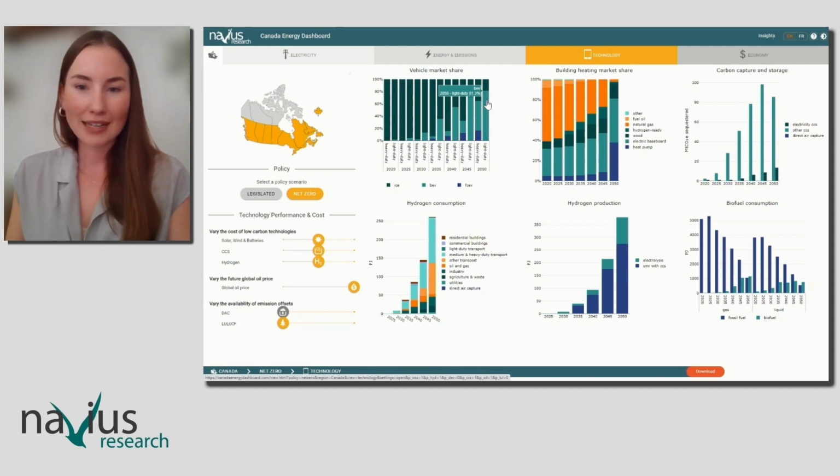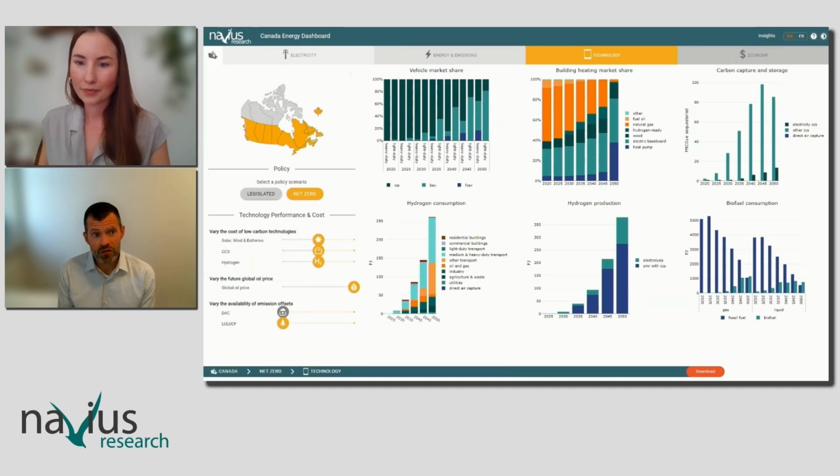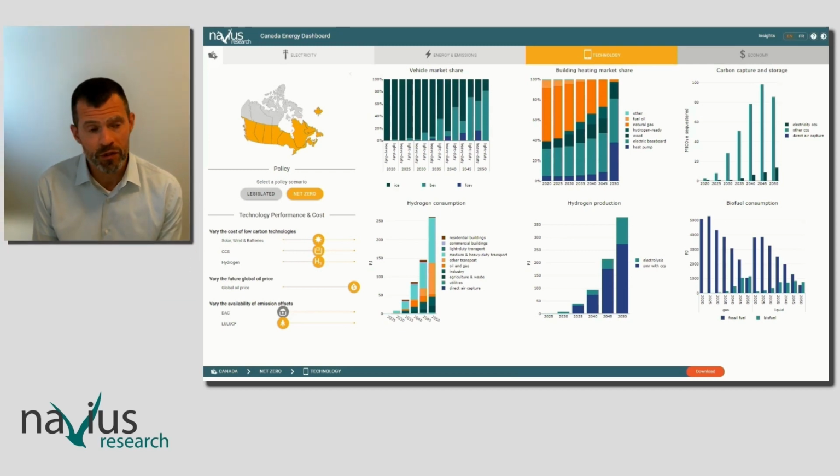Jonathan, I'm not sure if there's anything you want to add to that. No, I think that's good. I think it's important to highlight that a lot of these technologies, it takes a long time for the stock to turn over. So if you implement a policy today, it's going to take a long time to get rid of all the internal combustion vehicles. And so there are likely to be a few internal combustion engines sitting around by 2050.